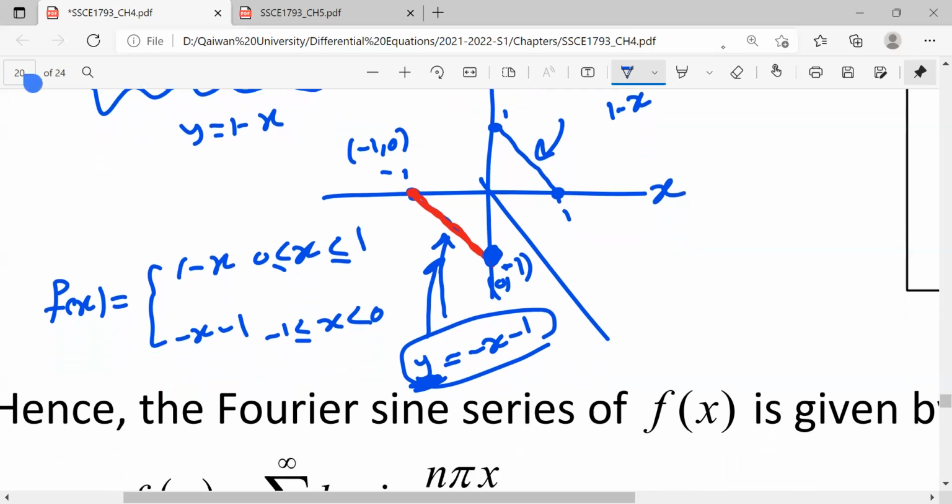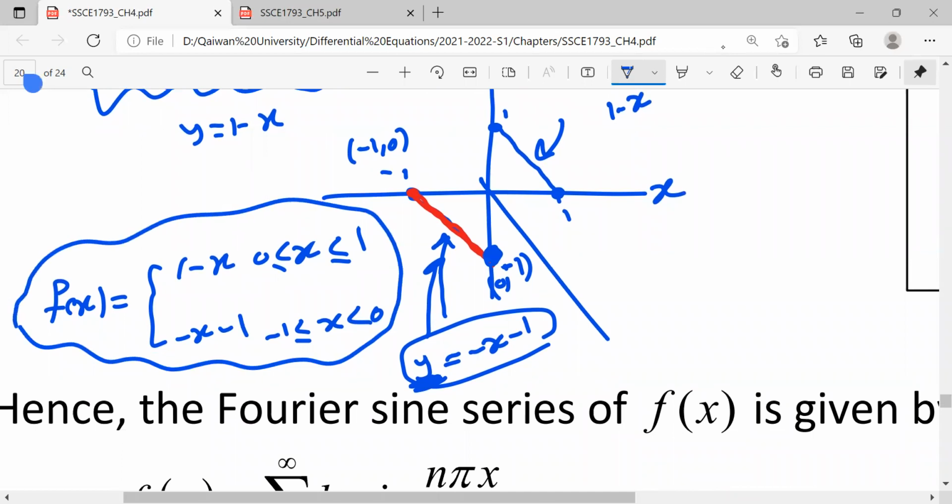This is the function f of x. This is the extension of f of x, which is an odd function.